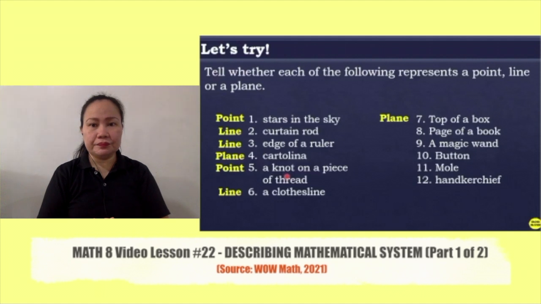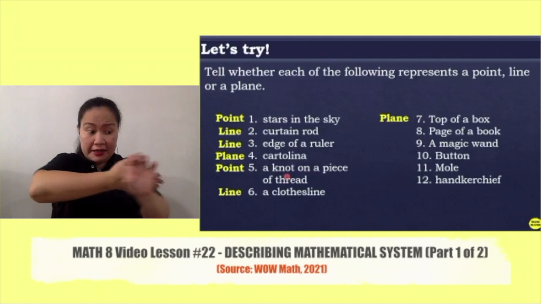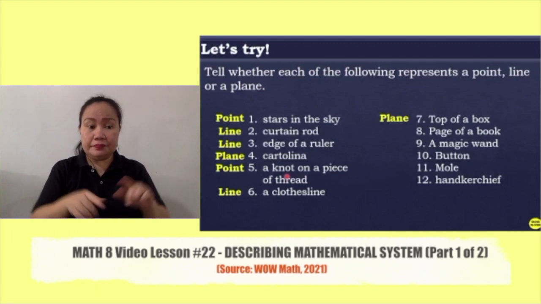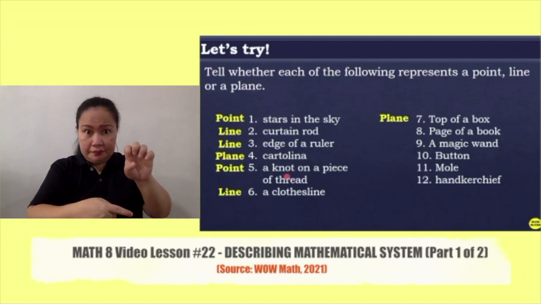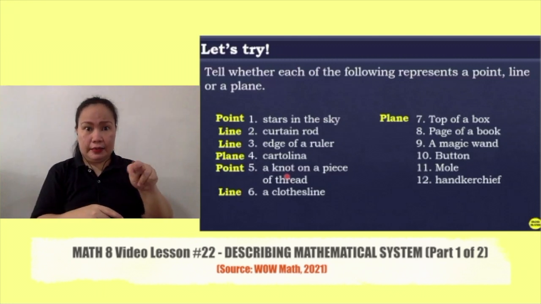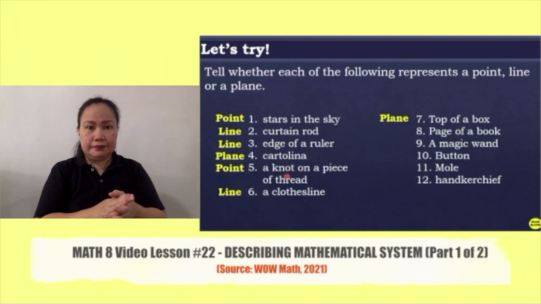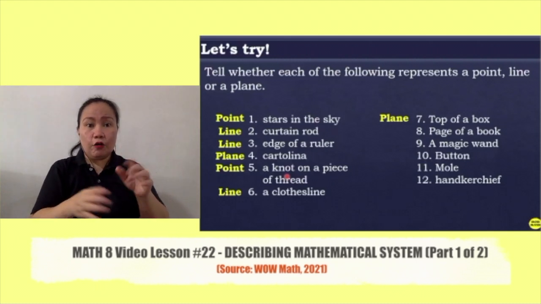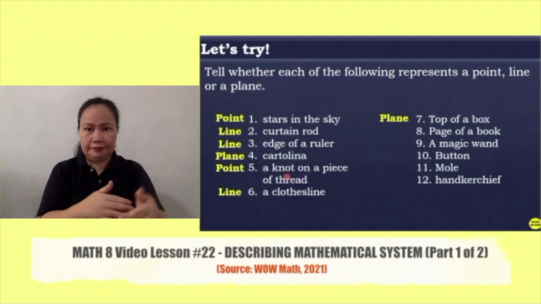Okay, pag sinabi namang edge of a box, yung gilid ng box, that is a line. So, depende yan ha. Pag tip of a box, corner of a box, that is a point. Top of a box, that is a plane. Or bottom of a box, or side of the box, that is a plane. And then, for edge of a box, that is a line. Okay? Next, page of a book. So, that is a plane.